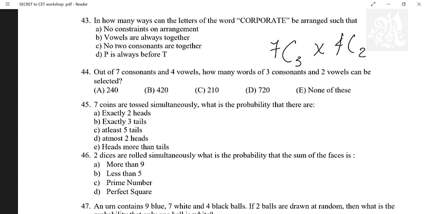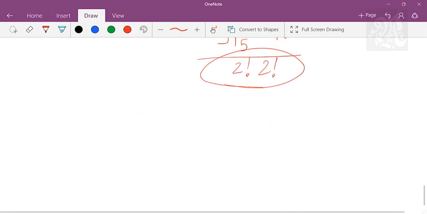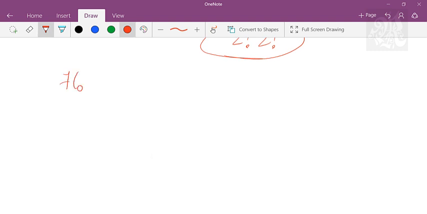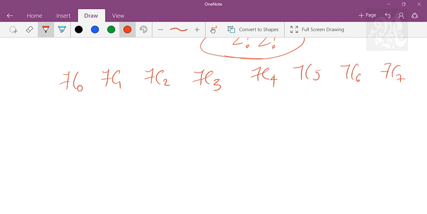Alright, 7 coins are tossed simultaneously. What is the probability that there are exactly 2 heads, exactly 3 tails, at least 5 tails, at most 2 tails, heads more than tails? Let's look at each one of them. Whenever you have coins, just make a combination table of that coin. So it's 7C0, I'll write all the combinations possible: 7C2, 7C3, 7C4, 7C5, 7C6, 7C7. Now remember, 7 being an odd number, this can be equally divided, so keep that in mind as well. It is not true for even numbers, but for odd numbers, you will find a replica of the left and right side.